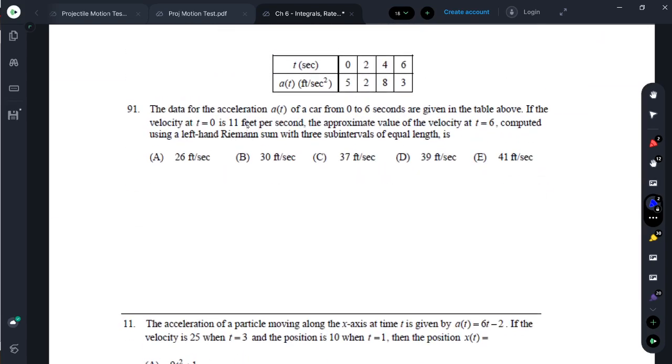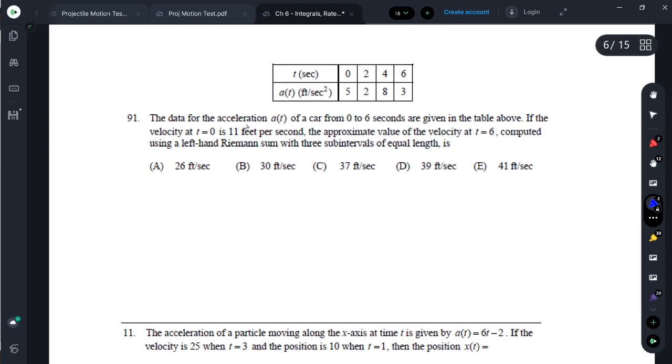All right, we have the data for the acceleration of a car from 0 to 6 given in the table above. If the velocity at time 0 is 11 feet per second, then the approximate value of the velocity at time 6, computed using a left-hand Riemann sum with 3 subintervals, is what? Now, this one is a little bit tricky because they tell us this starting value at time 0 is 11.